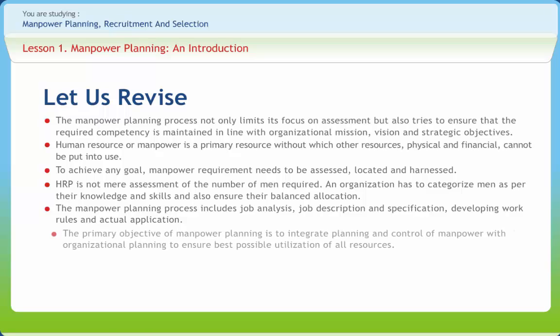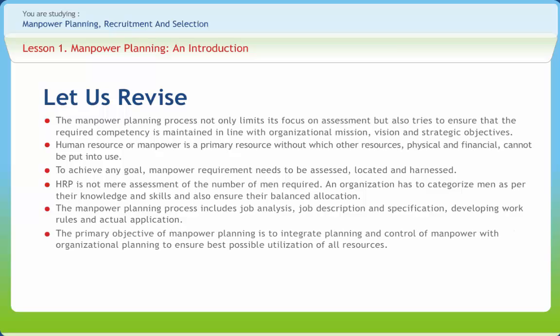The primary objective of manpower planning is to integrate planning and control of manpower with organizational planning to ensure best possible utilization of all resources. Manpower demand forecasting is influenced primarily by two factors, that is, volume of output and level of productivity.